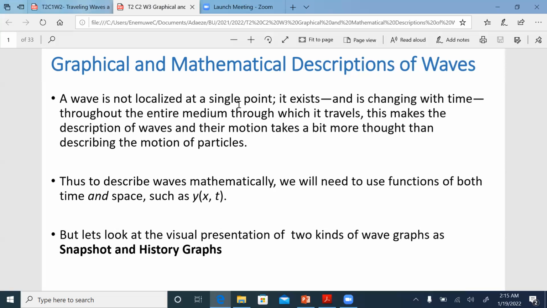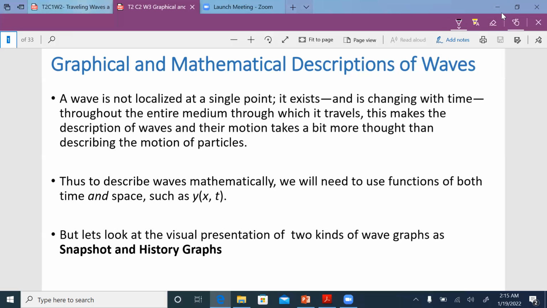And we want to emphasize that a wave is not localized at a single point. It exists and is changing with time throughout the entire medium. As it travels, it's going to be changing. It's not localized to just one point like we see in objects, okay?